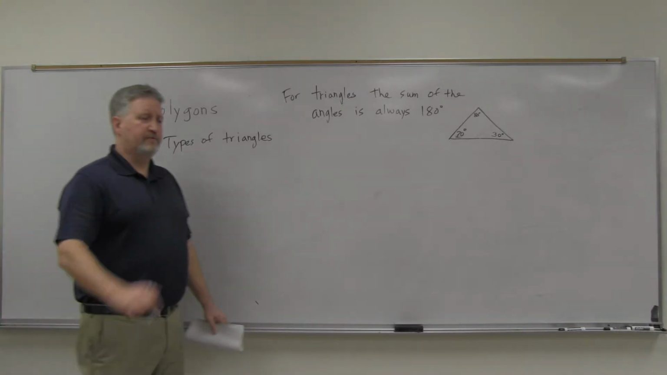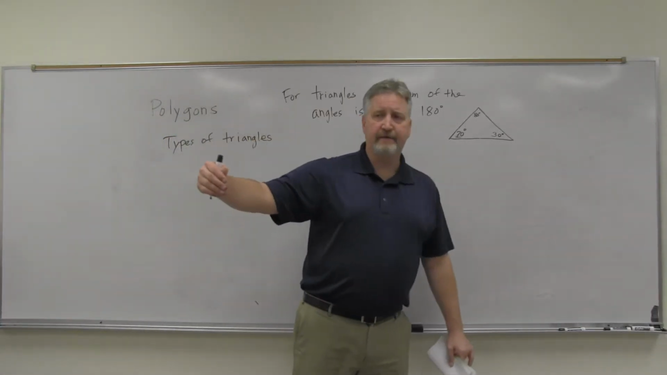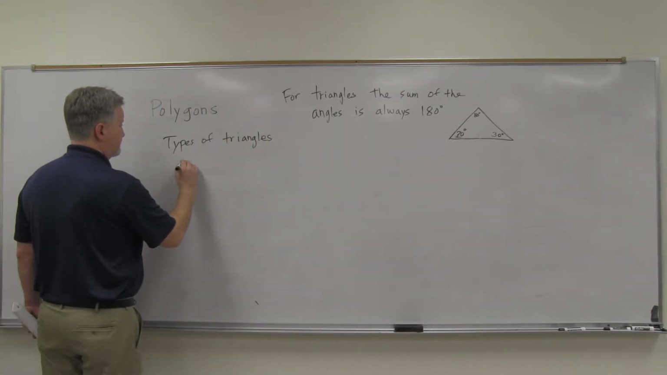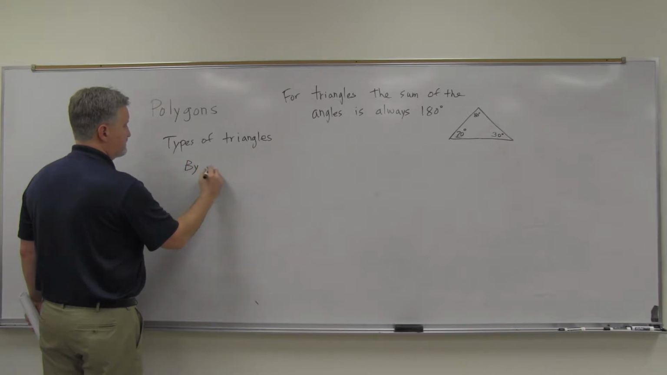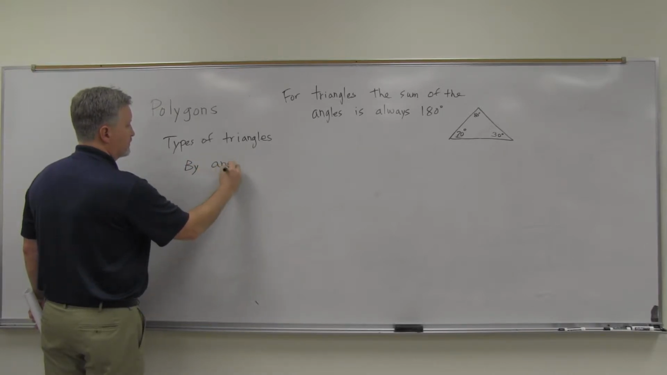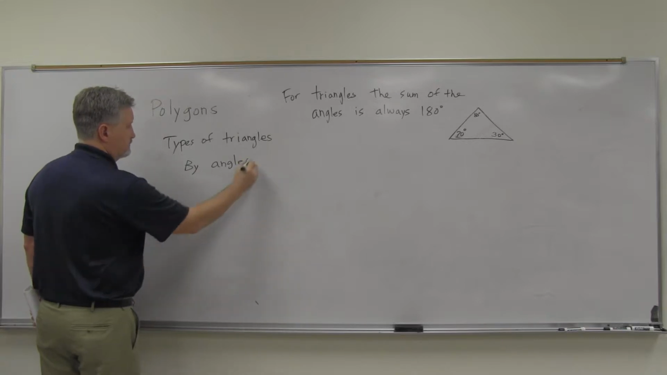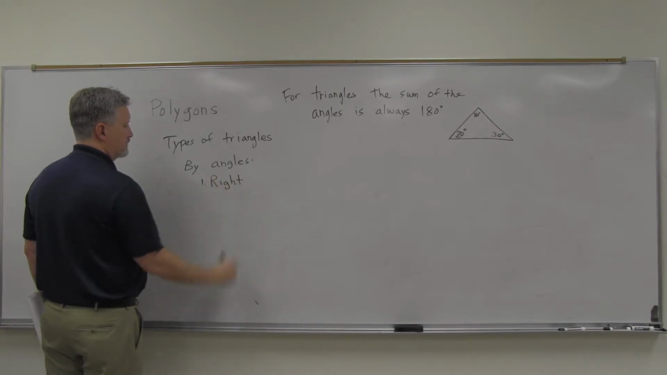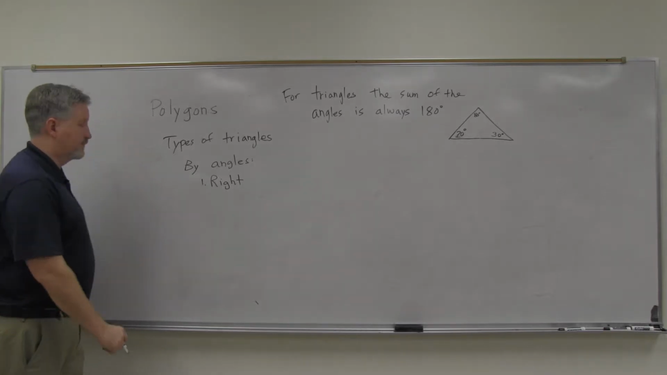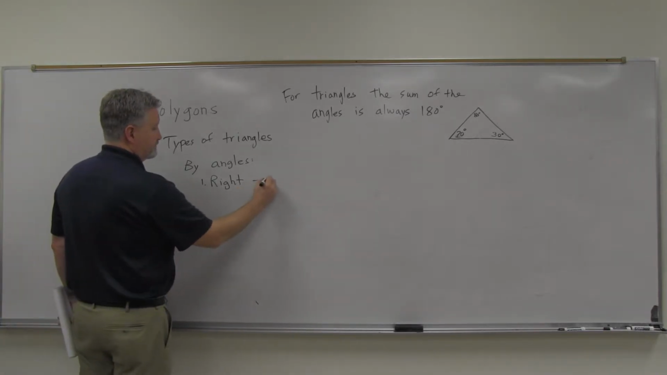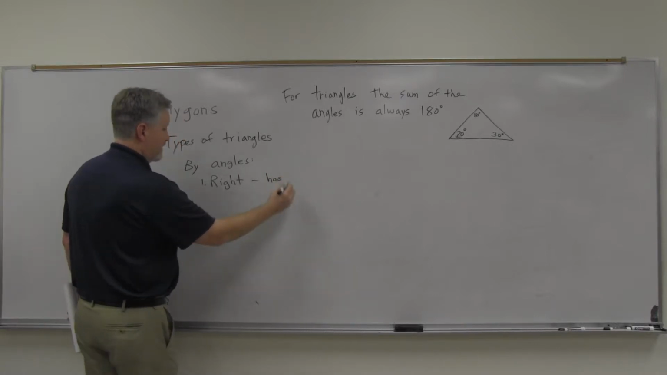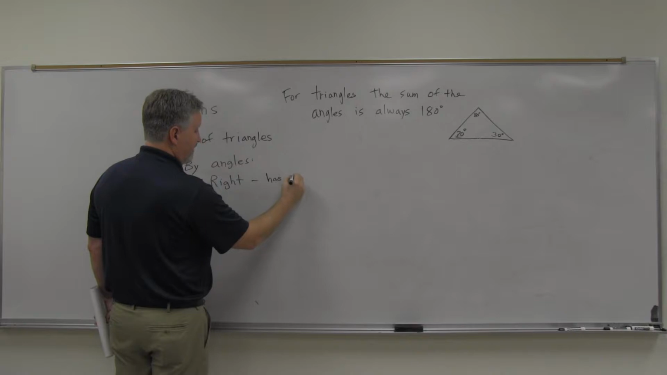Because on the types of triangles, we can group the types of triangles by the angles in them, classify them by angles. All right, and so number one on this classification is you've got a right triangle, which by the name, of course, has a 90-degree angle in it, a right angle.